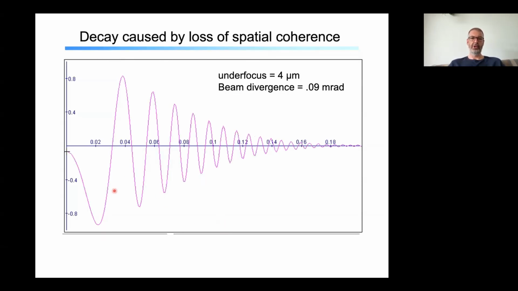So this is just shown in a graph here where you have applied a beam tilt of 0.9 millirad. So that's a pretty small beam tilt. So you've still got reasonable transfer of high spatial frequencies at 4 microns. This would be much worse if you increase the beam tilt.